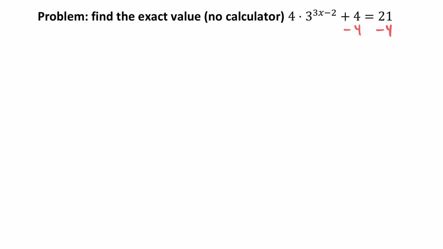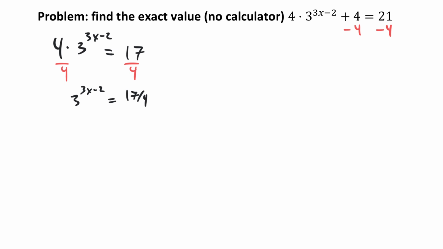All right, so we'll start off by subtracting 4. It's going to give us 4 times 3 to the 3x minus 2 equals 17. Now I'm going to go ahead and divide by 4. So divide by 4, divide by 4. 3 to the 3x minus 2 equals 17 over 4.